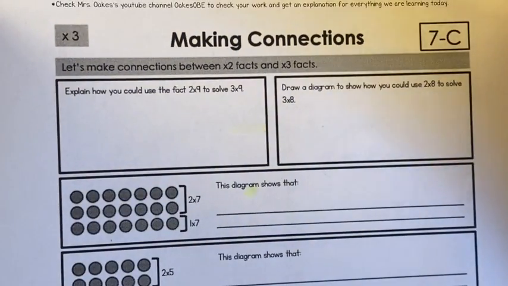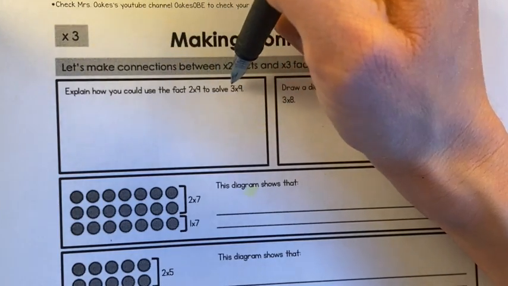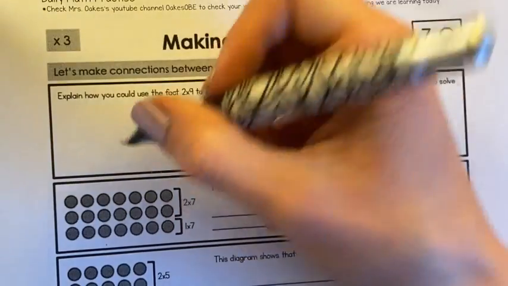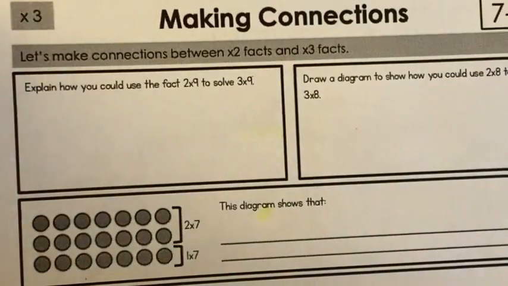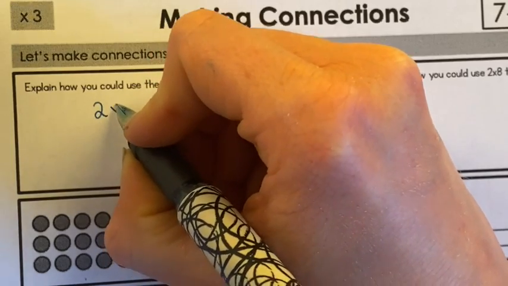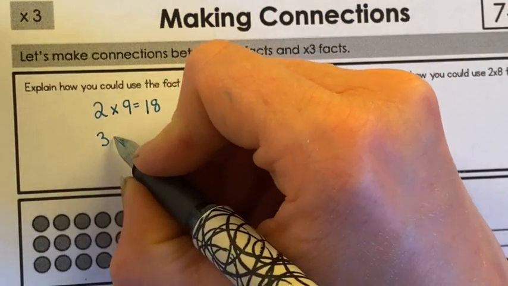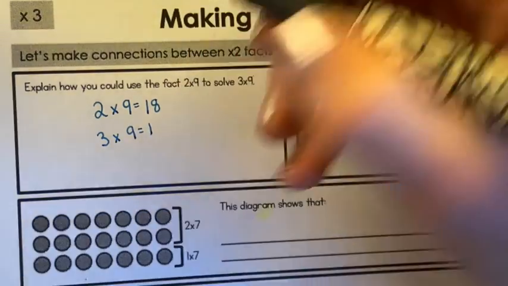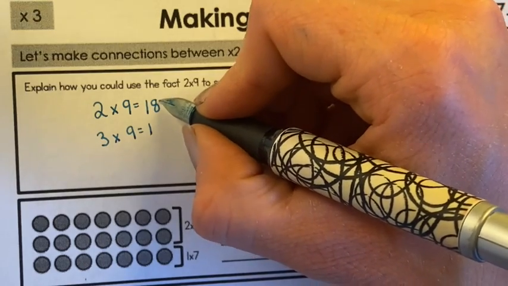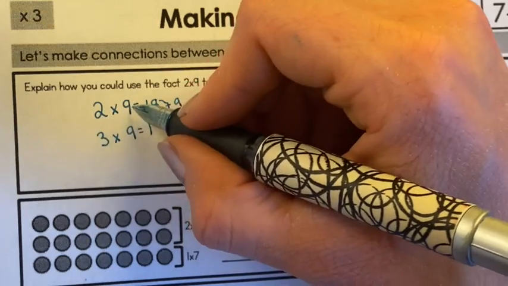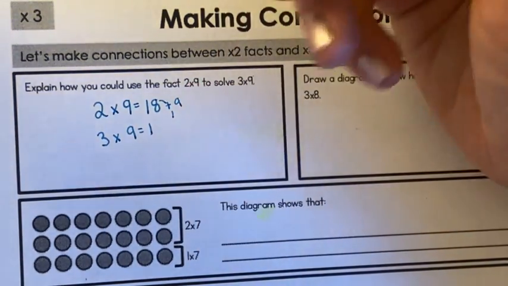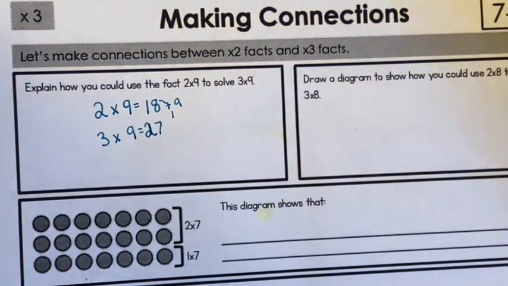Now I'm going to flip over to making connections. It says, let's make connections between 2 times facts and 3 times facts, all right? So it says, explain how you could use the fact 2 times 9 to solve 3 times 9. I know that you know your 2s facts because it's just a double. So let's write it out. 2 times 9, double 9 is 18. I can add one more group of 9. Okay, so I go 18 plus 9, one more group of 9, because it's all I did. It's either 2 groups of 9 or 3 groups of 9. Remember when we were drawing onto the arrays? One more group of 9, and that's going to be 27. So you add one more row to your array in your mind.